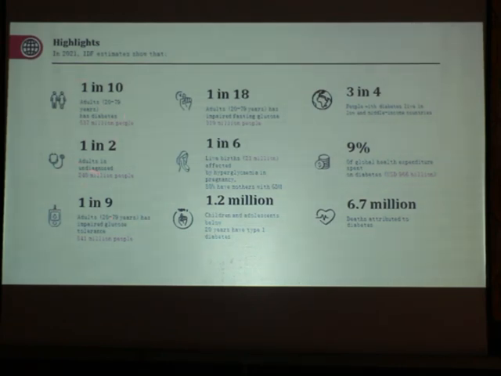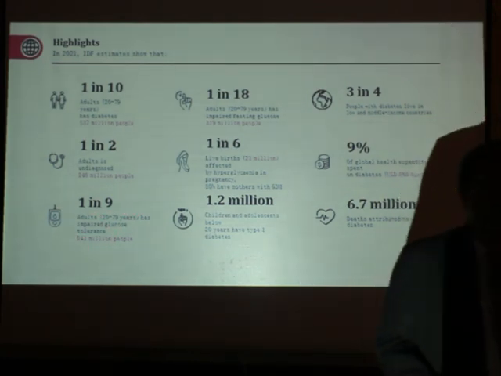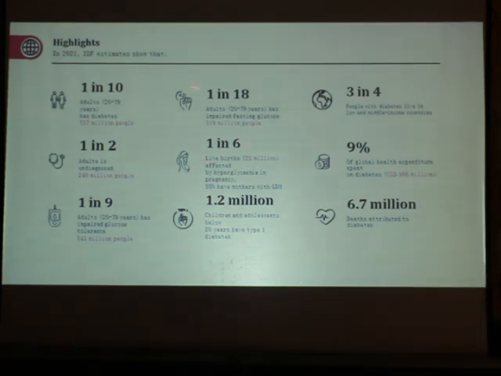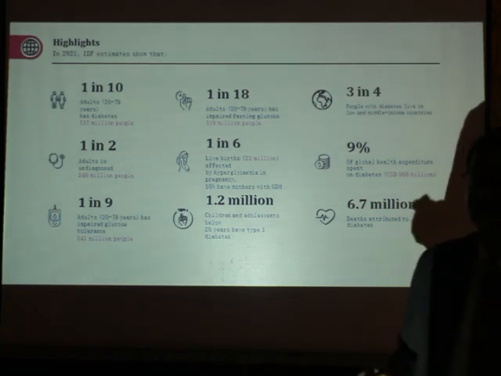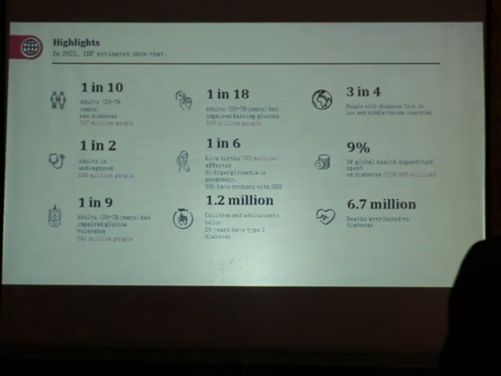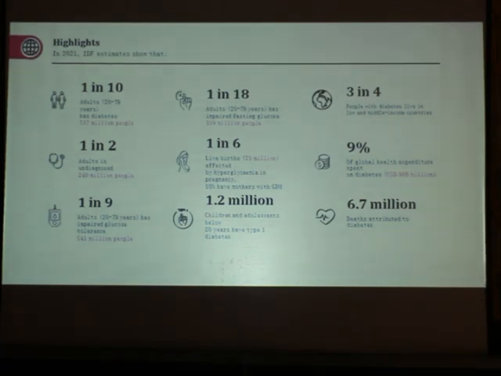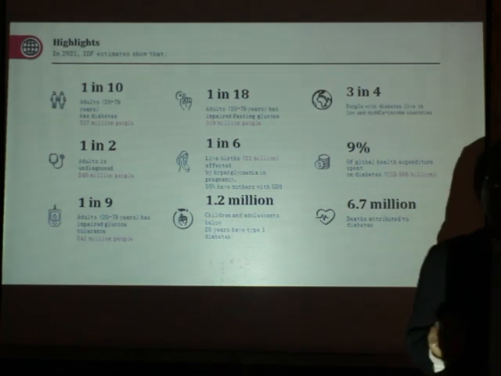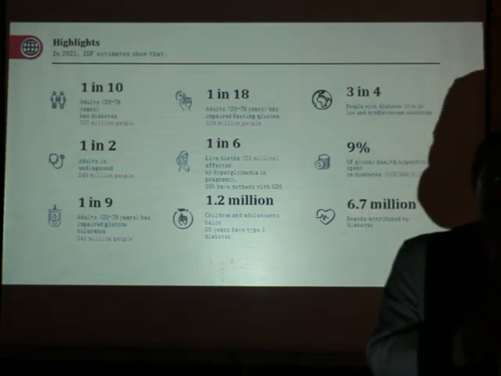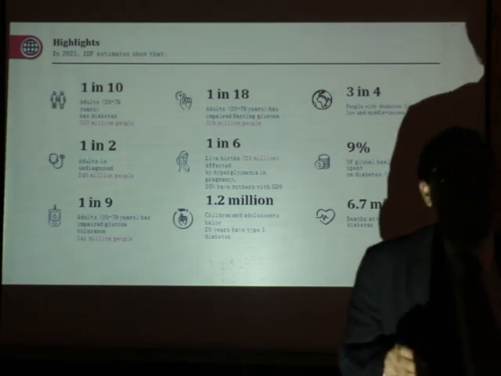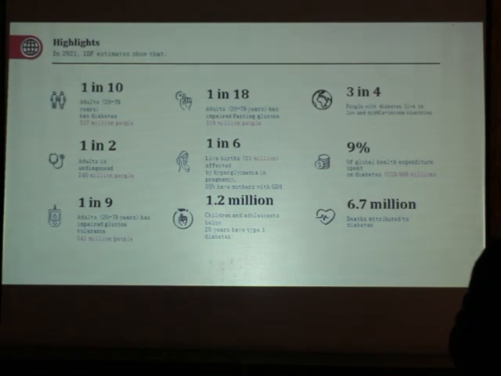Nearly the same amount, that is 1 in 9 adults aged 20 to 79 years, have impaired glucose tolerance, 54 crore people. 1 in 18 of this adult age group, between 20 to 79, have impaired fasting glucose. So you know the meaning of impaired glucose tolerance and impaired fasting glucose. Impaired glucose tolerance indicates an insulin resistance issue. Impaired fasting glucose, on the other hand, would indicate an elevated hepatic glucose output, and that is hyperglucagonemia. So these are two different issues.